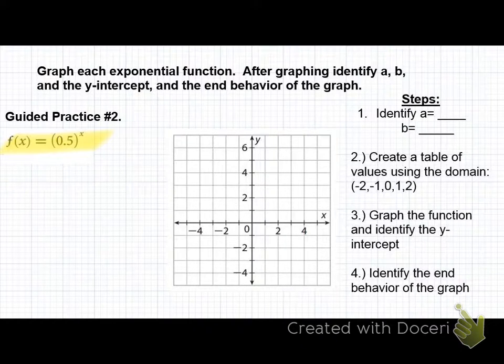Okay, so f of x is equal to 0.5 to the x. What's a on this one? 1. Where'd you get 1 at? 0. Where'd you get 0? There is no a. Should there be an a right here? No, there should be no a. So when there's no coefficient here, what number can we assume is there? A 1. So a is really 1.